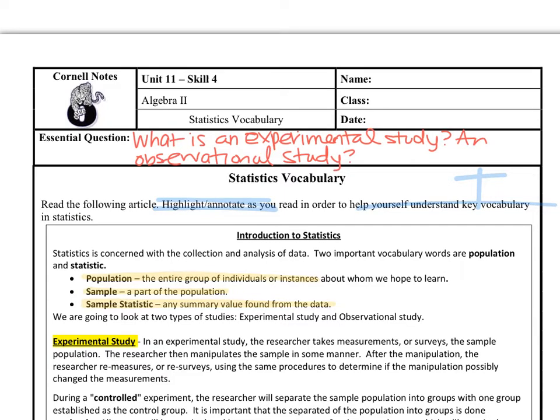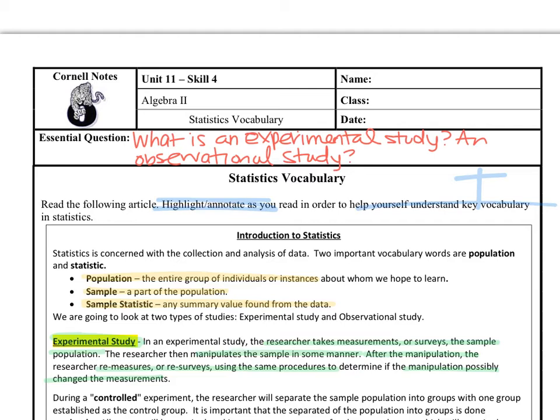So the first three things that I highlighted were population being the entire group of individuals or instances, the sample only being a part of that population, so a sample is a portion of the population, and then sample statistic is any summary value found from that data. So we're going to look at two different types called experimental and observational.